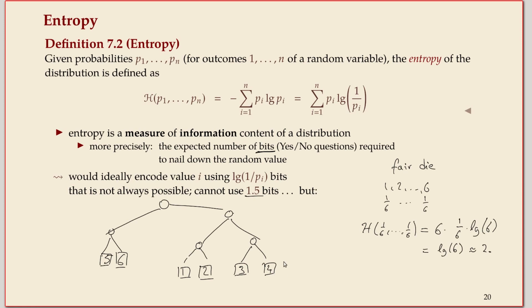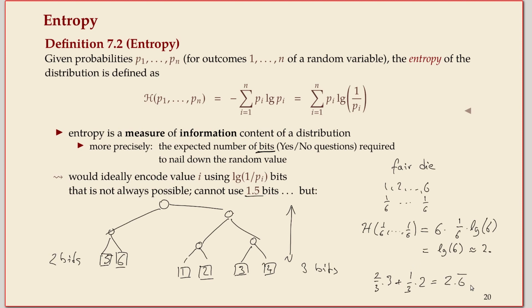And that would mean we spend 3 bits. These are all at depth 3. We spend 3 bits for the numbers 1, 2, 3, and 4, but only 2 bits for the numbers 5 and 6. So on average, we spend 2/3 times 3 bits plus 1/3 times 2 bits. That is something non-integral. It's 2 and 2/3. So it's not a problem that the entropy is not necessarily integral. It's possible that a Huffman code also gives you a non-integral average number, if you take the average over all the leaves in this case.